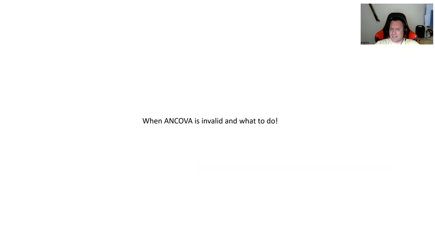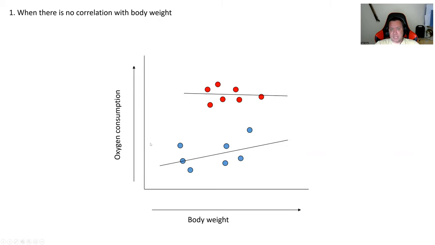So what do you do then if your ANCOVA is invalid? So what do you do with your data? Let's say we've got this situation where there just isn't a significant correlation with body weight. So our body weight term is not significant. What do you do? Well, you can present this graph.